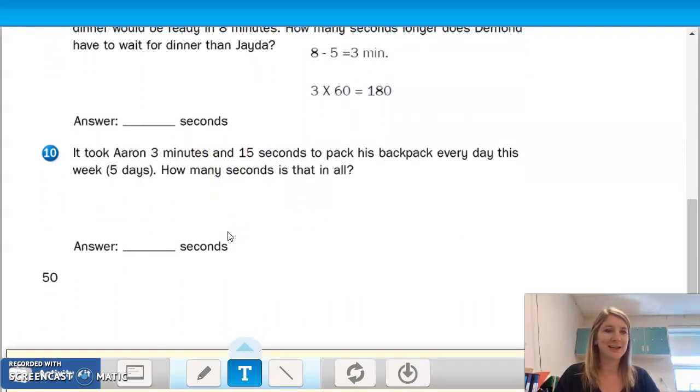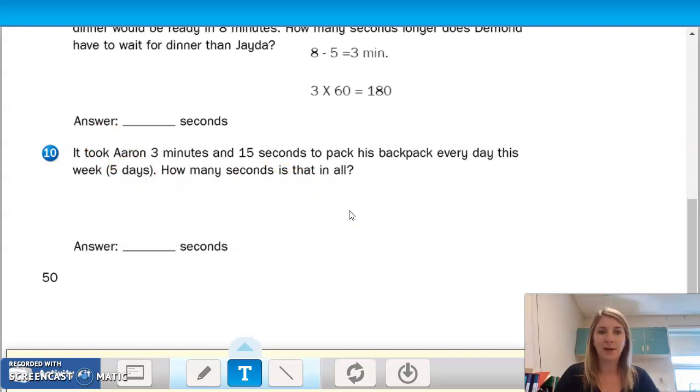All right. Number 10. It took Aaron 3 minutes and 15 seconds to pack his backpack every day this week. Remember, when you go to school, that's a 5-day week, not 7, 5. How many seconds is that in all?